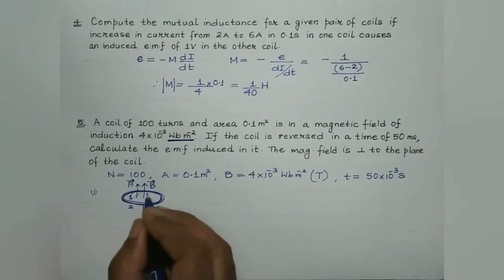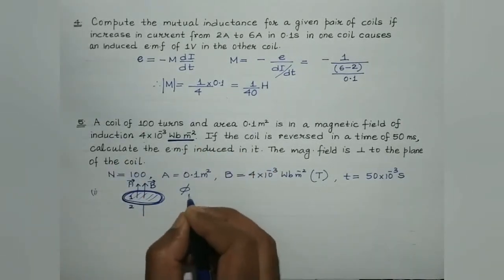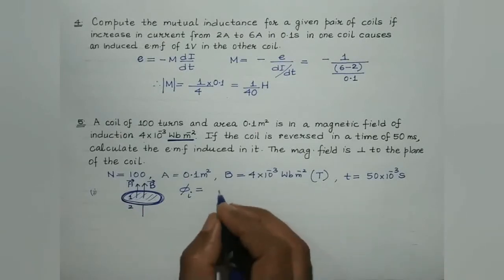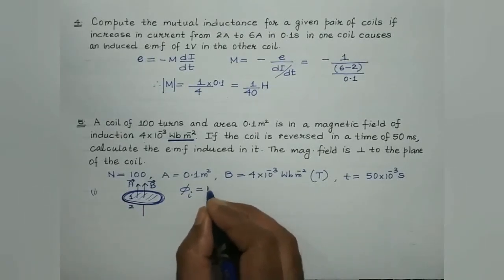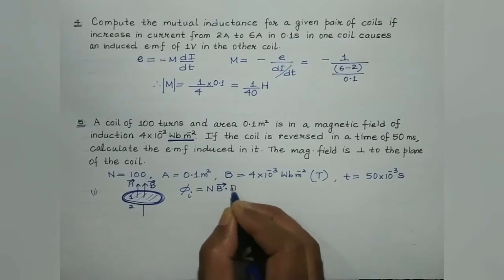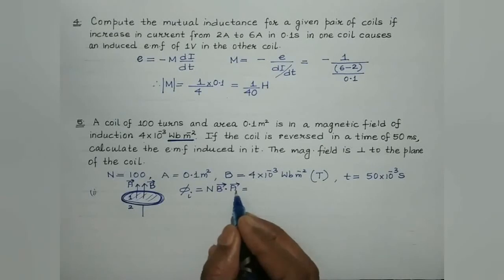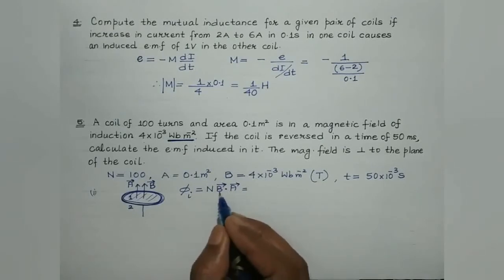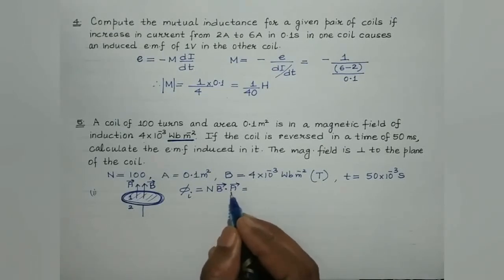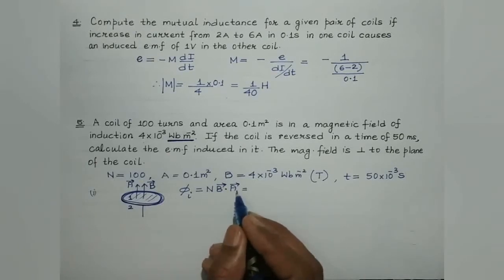We are considering the first phase, the top one. So the initial flux is equal to N B vector dot A vector. So what's the angle between these two? Flux is actually the scalar product of magnetic field and area vector. In case the coil consists of n identical turns, then the net flux will become n times the flux associated with a single turn, isn't it?